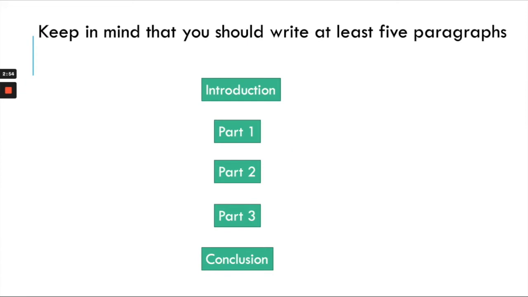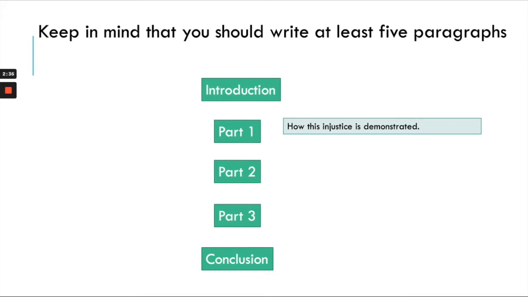Right, so keep in mind that you should write at least 5 paragraphs. You have your introduction, part 1, which tackles the first part of the question. If you are writing about 2 stories here, you may want to divide that into 2 paragraphs and end up with a 6-paragraph essay. That's fine. If you want to put them together, that's also fine.